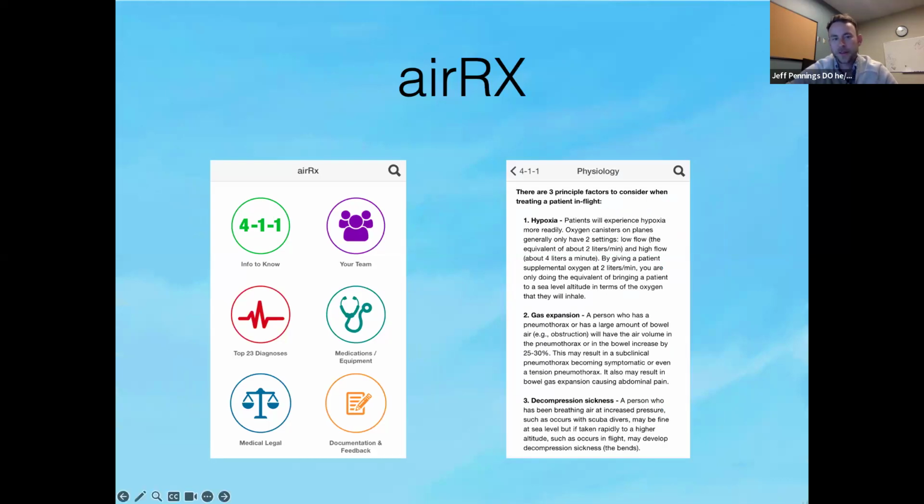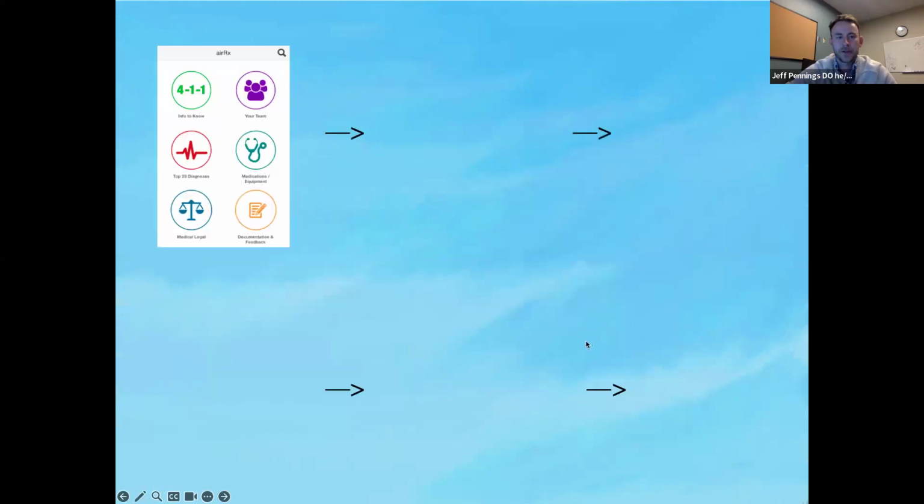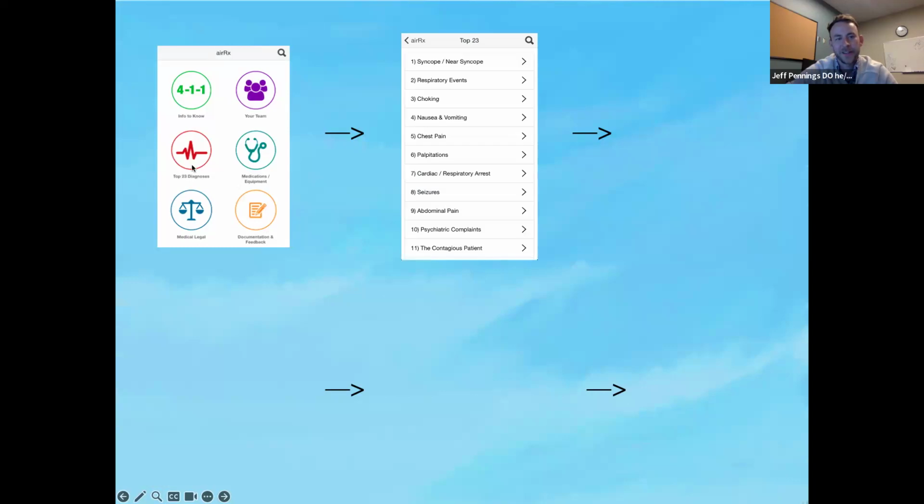It goes through a lot of the things we talked about today around hypoxia, gas expansion, decompression sickness, and why these increase the risk of some of these situations. So, an example of how this might work, you're on this main page of the app. They have these top diagnoses listed here.